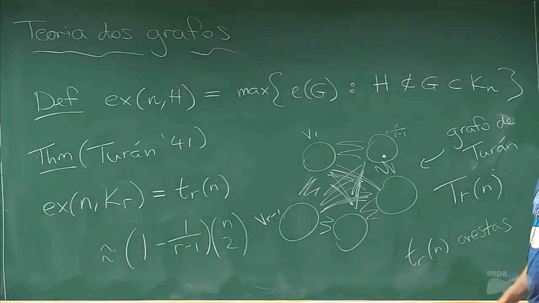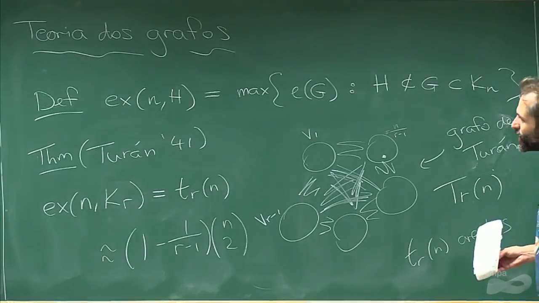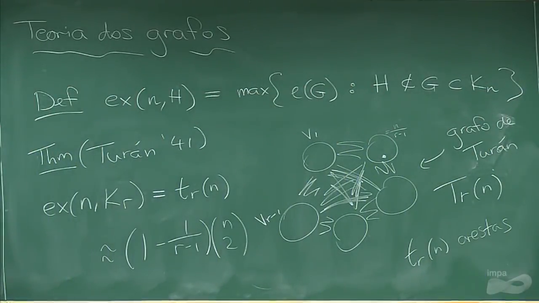Is it okay or not? No, it seems not. Where can I write this? Maybe I'll get rid of this. So T_r(n): V1 up to V_{r-1}, all edges in between, no edges inside.